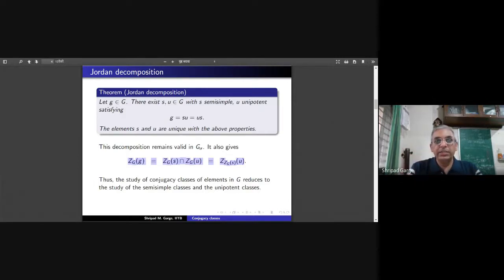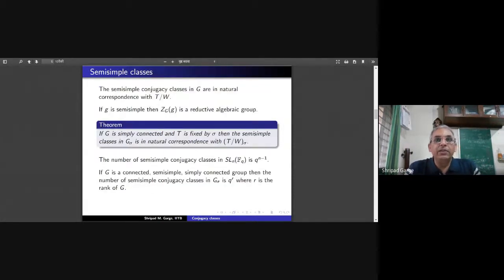Or in other words, this theorem allows us to reduce the study of conjugacy classes of elements in G to the study of semi-simple classes and unipotent classes. Now, in the previous lecture, I told you quite a lot about semi-simple classes. I would like to clarify a few things from that, and then we will say something about unipotent classes.